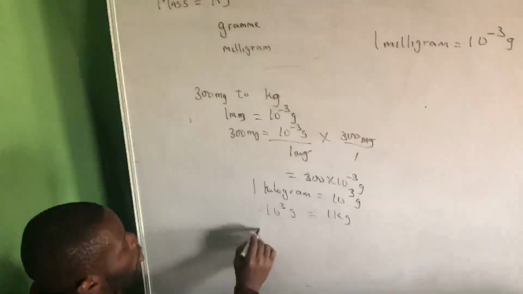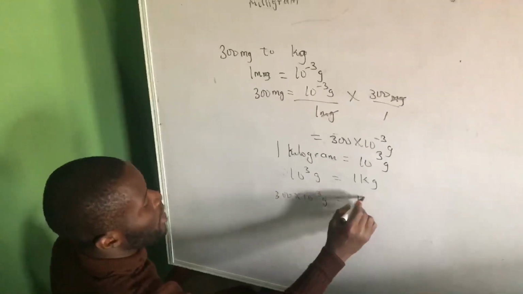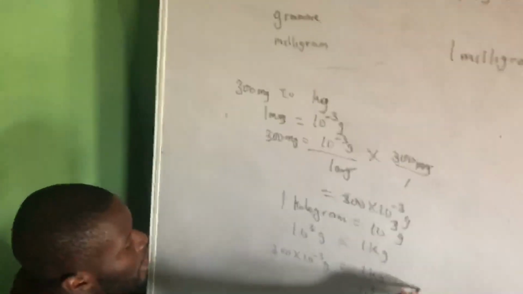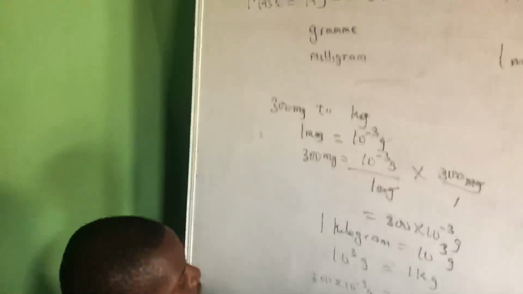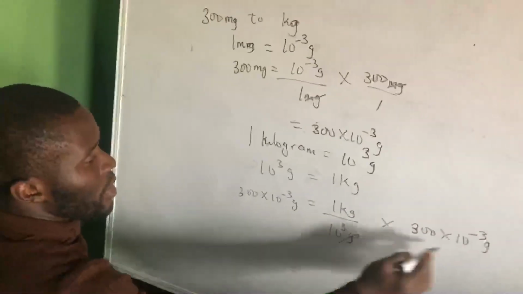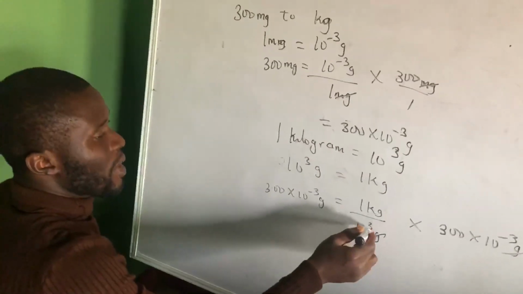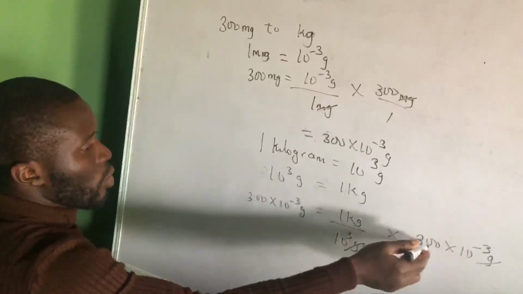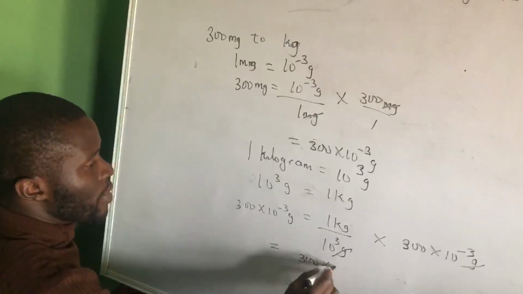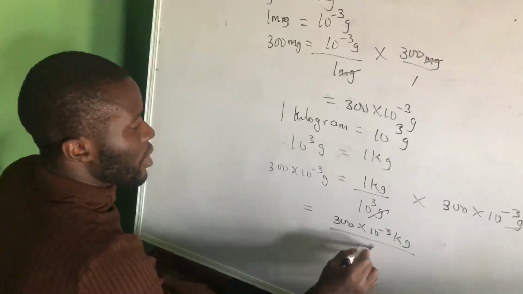So now, 300 times 10 raised to the power minus 3 gram will be 1 kilogram over 10 raised to the power 3 gram, times 300 times 10 raised to the power minus 3 gram. Now, gram cancels gram. So now, this will become 300 times 10 raised to the power minus 3 kilogram over 10 raised to the power 3.